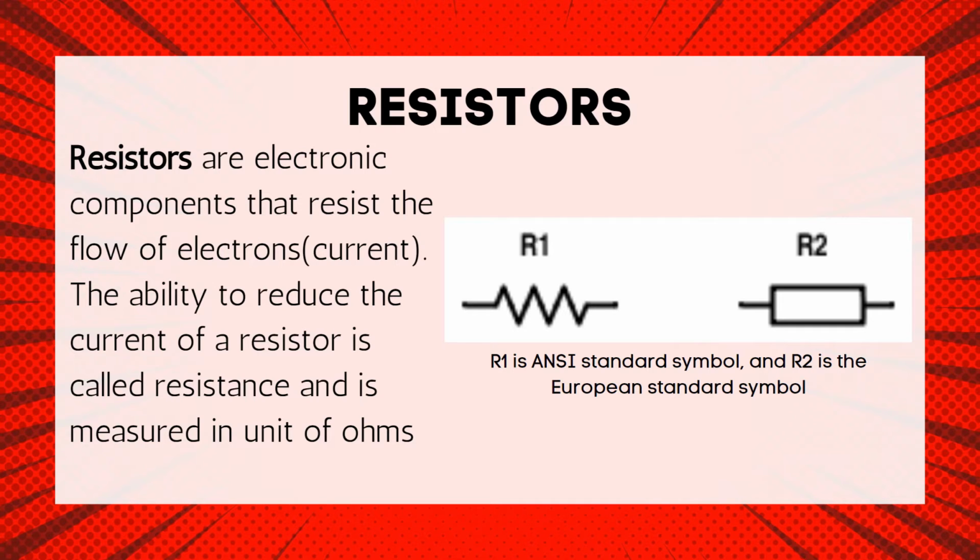Resistors are passive components, meaning they are not capable of generating power. They only consume it. All resistors have two terminals. Unlike other components, they have no polarity. Here is an example of a schematic symbol of a resistor. R1 is the ANSI standard symbol and R2 is the European standard symbol.